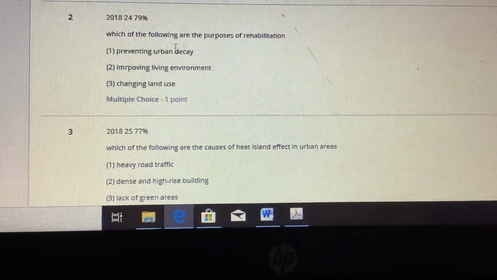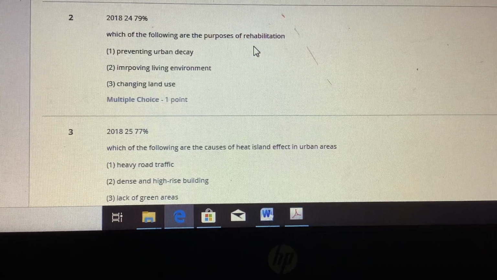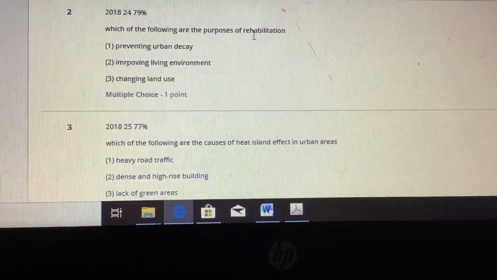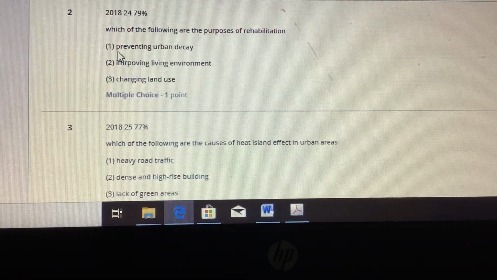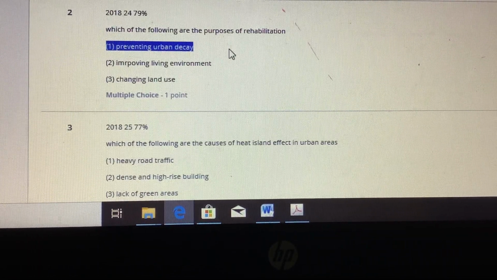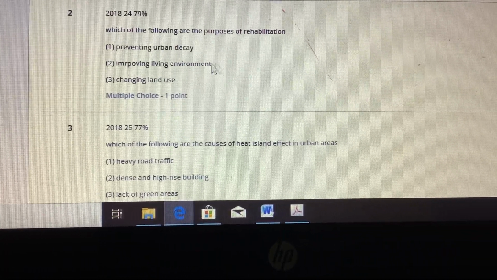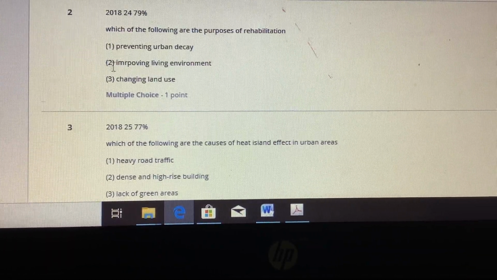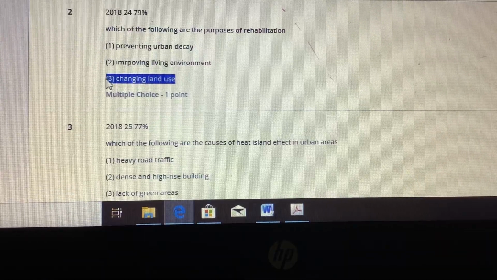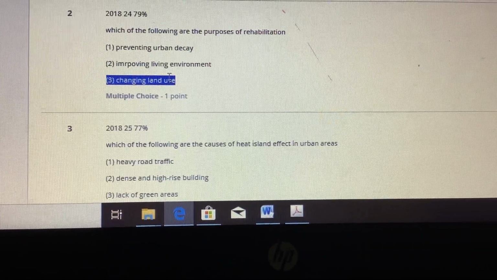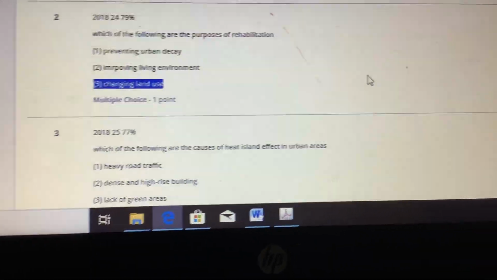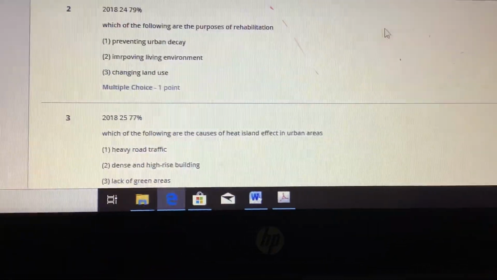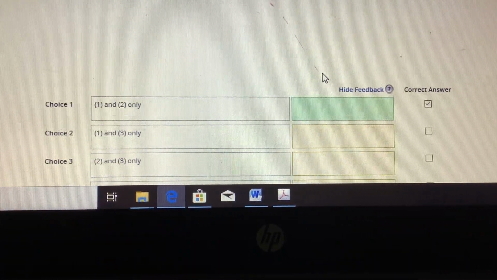Next question, and this one is really hard because only 27% of students got it right. What's rehabilitation? Rehabilitation is generally talking about something where we keep repairing the old buildings. So the first one, preventing urban decay, is okay. Improving the living environment maybe okay, but changing land use is totally wrong, because only revitalization and also redevelopment will cause the change of land use. So number 1 and 2 only.